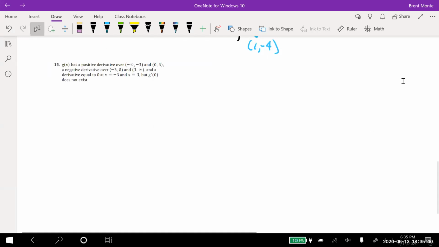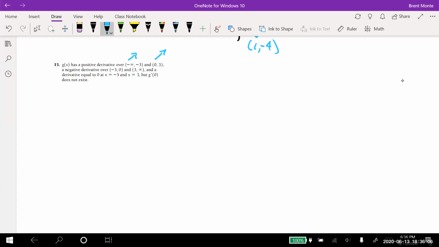Okay, the graph g of x has a positive derivative over -infinity to 3. So let's kind of sketch what's happening. Positive derivative, what does that mean? It means the graph's going up and from 0 to 3. Remember, now that's not the point 0, 3. That's not an x and y. Those are two x values. From x equals 0 till x equals 3, the graph's going up, is what that means.